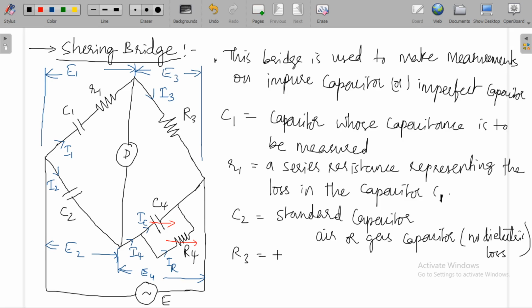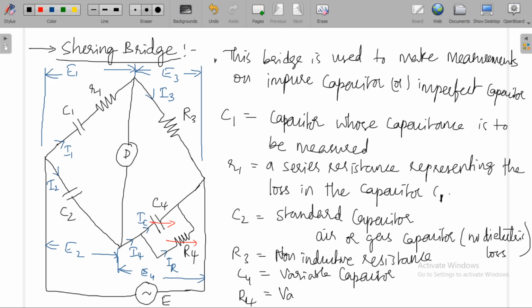Coming to R3. R3 is a non-inductive resistance. C4 is a variable capacitor, whereas R4 is also a variable, non-inductive resistance, in parallel with variable capacitor C4.